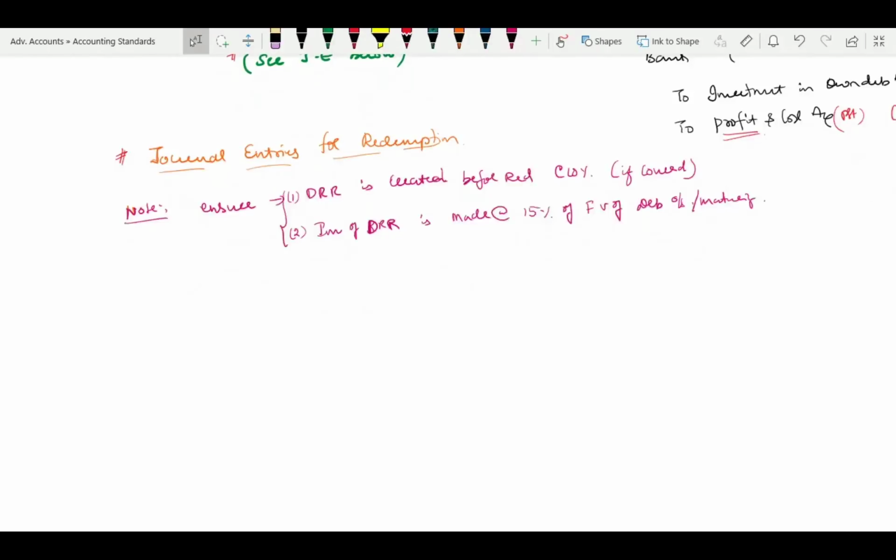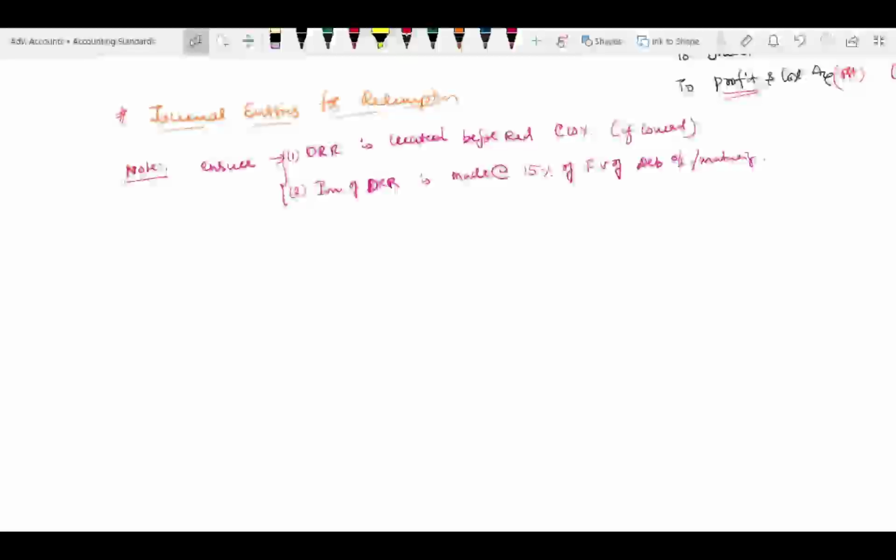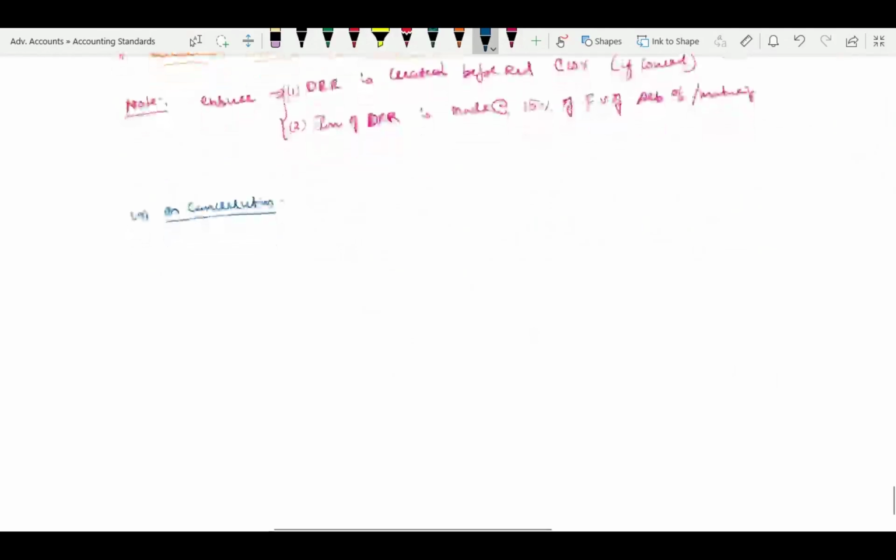So now the first redemption. Here redemption means no payment is there, because I already paid the money, purchased, and parked that in investment in own debentures. That alone I am supposed to cancel. So the entry on cancellation, my dear friends, is a reversal.